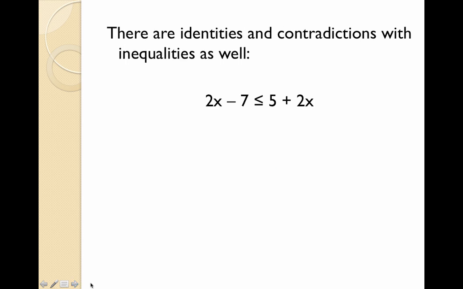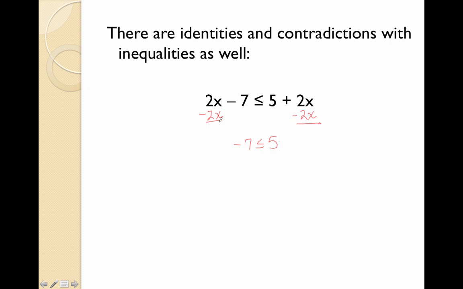Okay, so just like we had with equations, there are identities and contradictions. So let's look at an example of that. Notice if I am ready to isolate because I have two terms on either side, I'm going to take my 2x and subtract, and I end up with -7 is less than or equal to 5. Well, -7 is less than 5, so that seems okay.